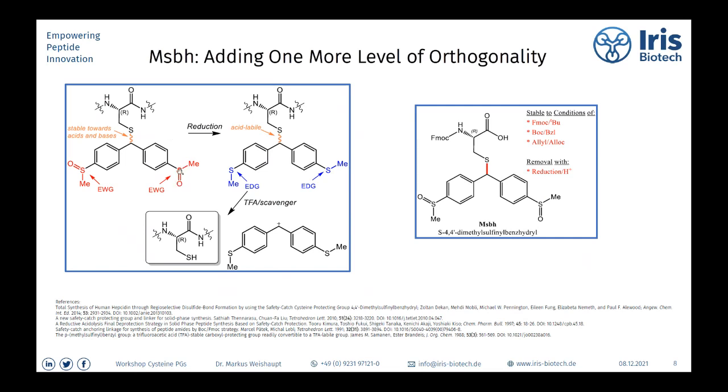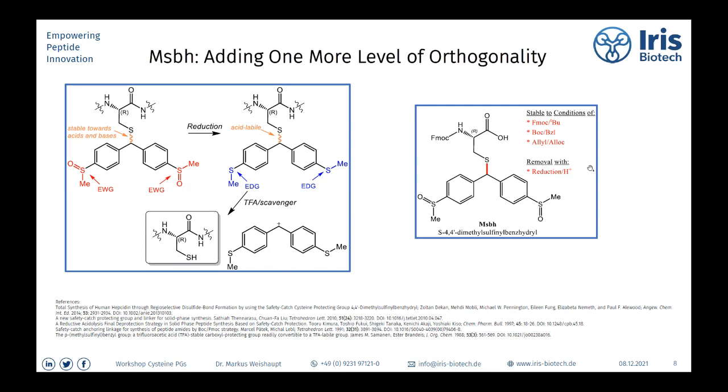When the sulfonyl groups are reduced to the corresponding sulfide groups, this effect is inversed, thus rendering this sulfur carbon bond here acid labile. Consequently, MSBH can then be cleaved with, for example, TFA and an appropriate scavenger.